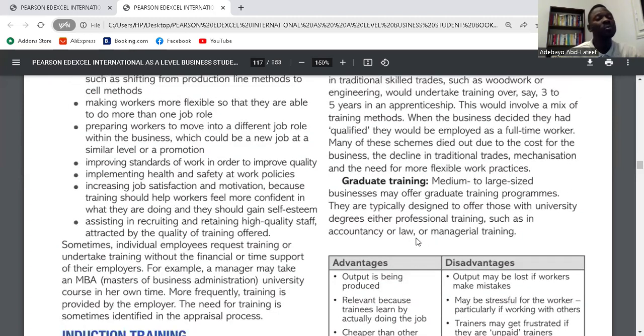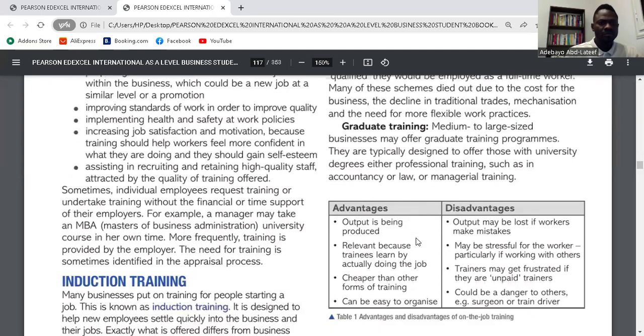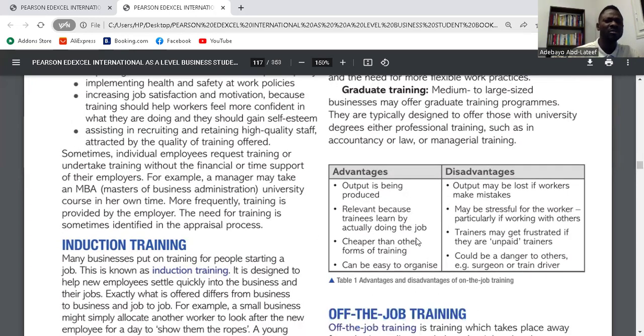Implementing health and safety at work policies. You might train them because of health and safety rules. Assisting in increasing job satisfaction and motivation, because training should help workers feel more confident in what they are doing and they should gain self-esteem. When they are being trained, they feel valued. And because they feel valued, they become happy. And that could increase their motivation. That's job satisfaction. Assisting in recruiting and retaining high-quality staff attracted by the quality of training offered.